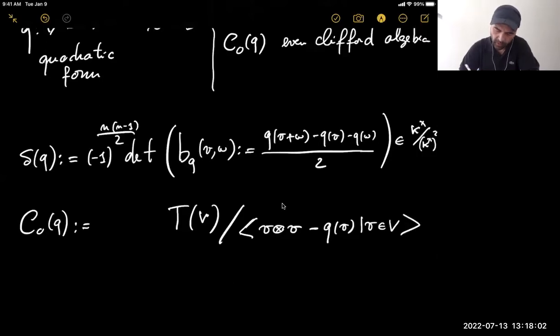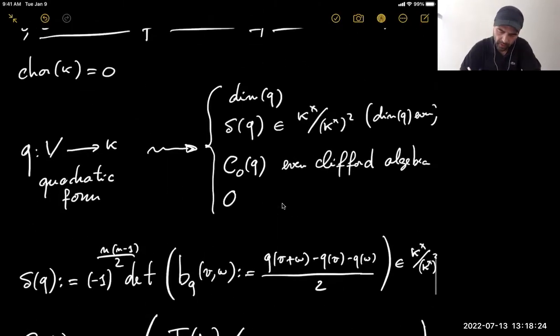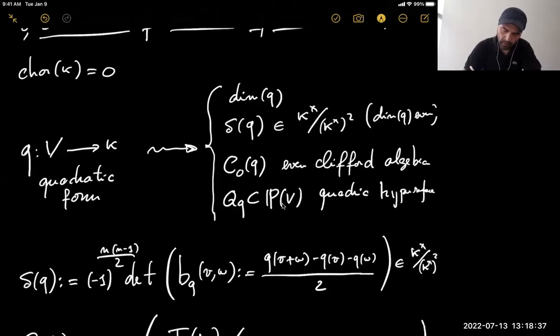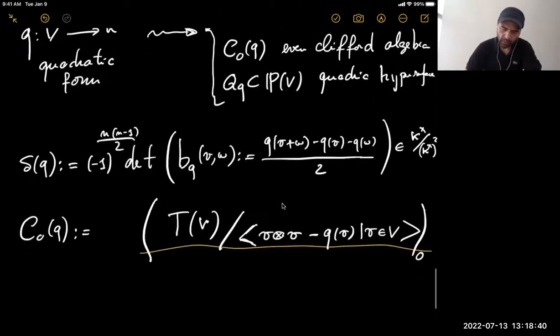So when you do this, you get an algebra which is actually not N-graded. It's because this element has degree 2 and this one degree 0, but it's nevertheless Z/2-graded. So if it's Z/2-graded, you can extract the degree 0 part, and that's the even Clifford algebra. And then, of course, you can consider the quadric hypersurface inside of your projective space.